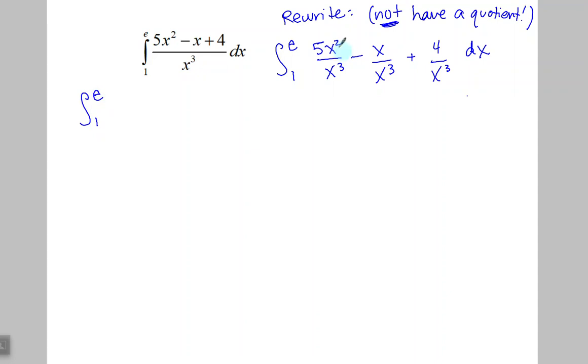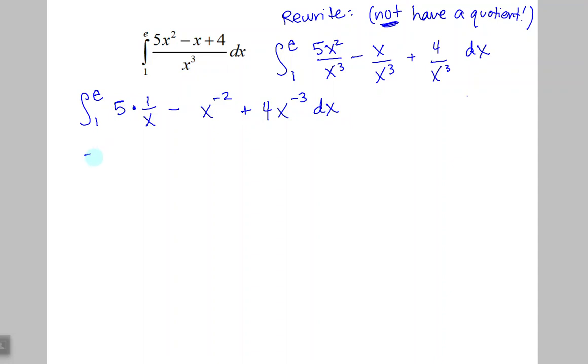I could write this as 5x to the negative 1, but I remember that that one will not work left like that. So I'm going to rewrite it as 5 times 1 over x minus, this one I'm going to write as, because 1 minus 3 makes negative 2, x to the negative 2, plus 4x to the negative 3. And now I'm ready to take the antiderivative.